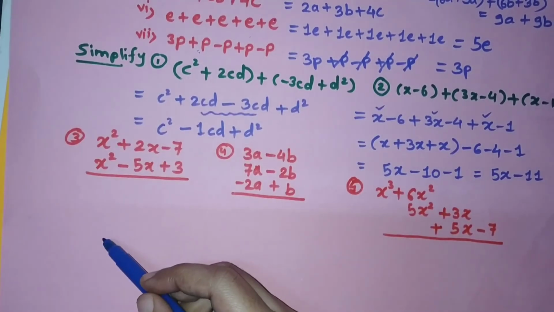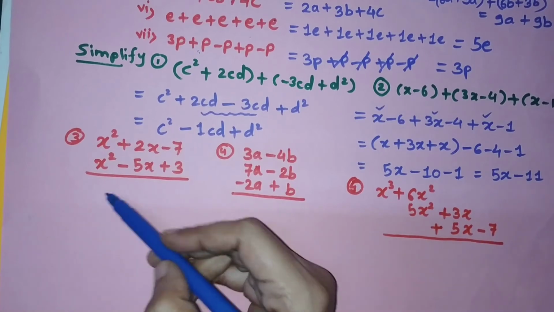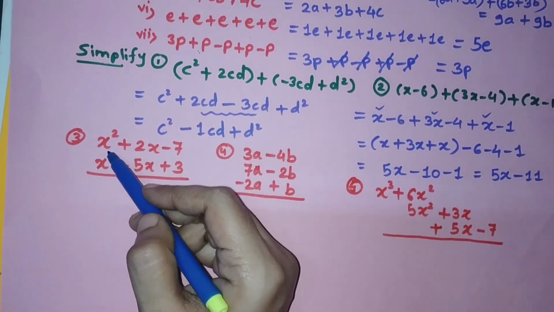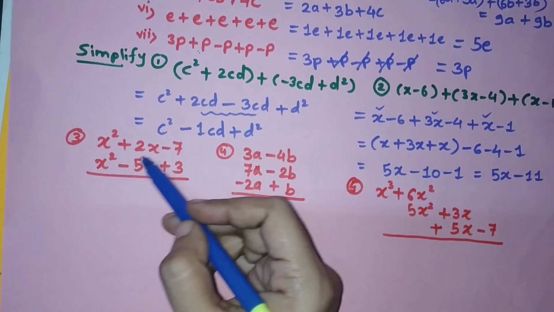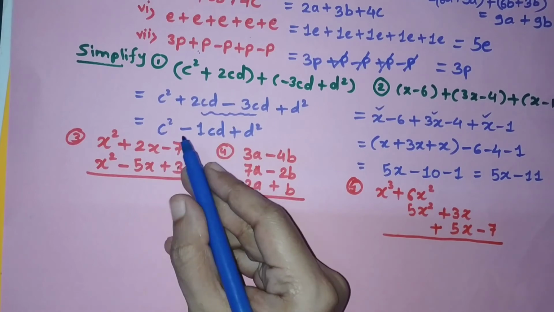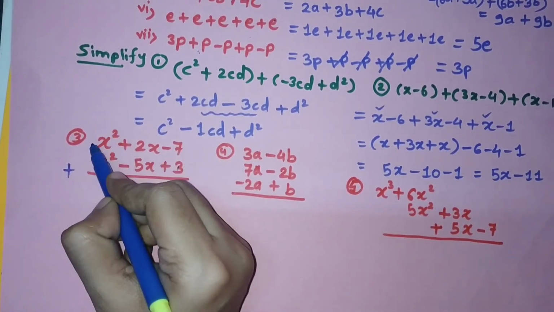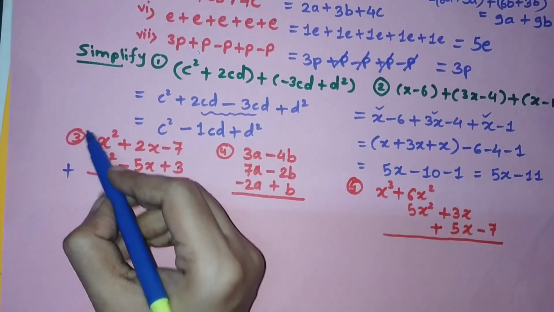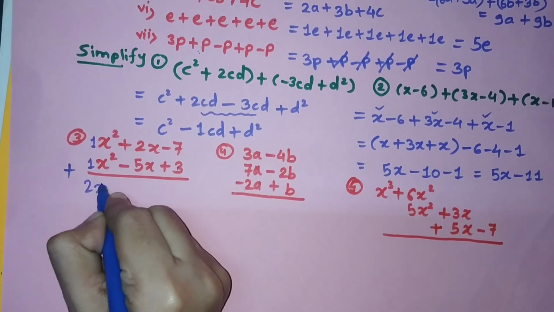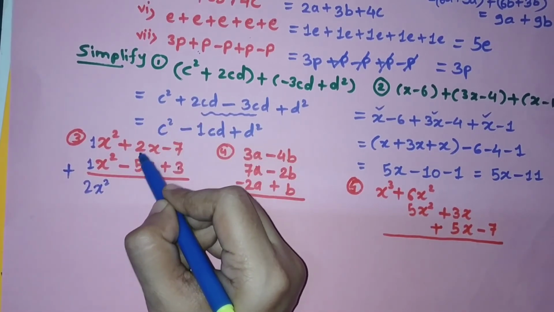So friends, now we will add these problems in a vertical way. Here you can see these problems are already arranged with like terms one below another. Here x square and its like term is again x square. Here 2x, its like term is minus 5x, and these are the constants. When you add them, if no coefficient is written, 1 is there. So 1 plus 1 you will get 2x square, and here you go for plus 2 minus 5.